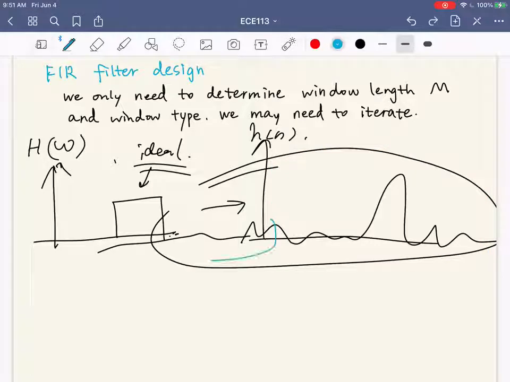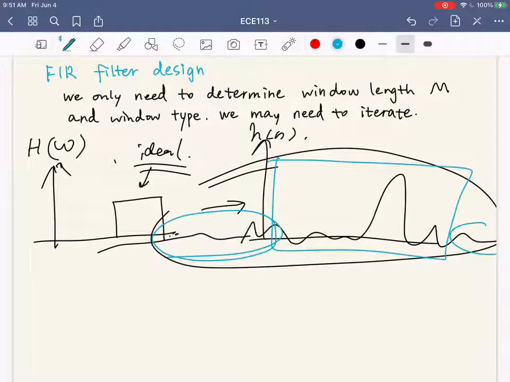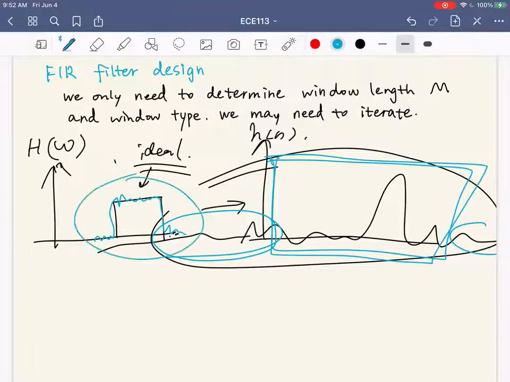After we truncate the less important part and leave the important part here, we will assume that it doesn't affect the ideal too much, except for adding some ripples here. So adding the window in time domain will give you some ripple in the frequency domain. So the ideal filter now becomes non-ideal, but it is still satisfying, okay? So our question is how to determine the length of the window.